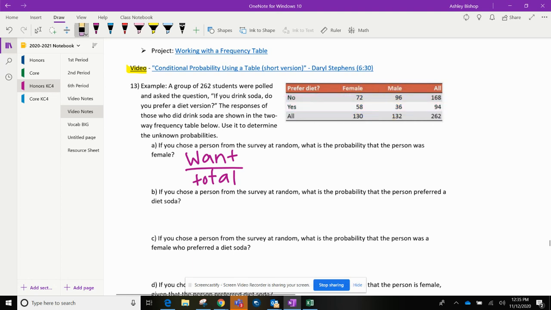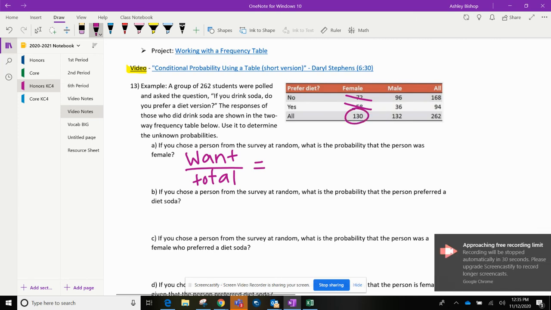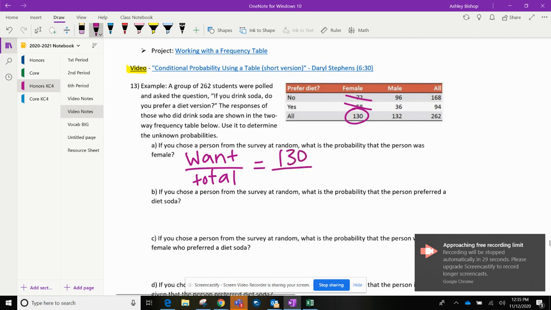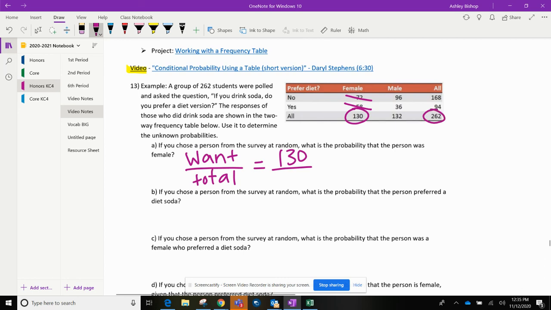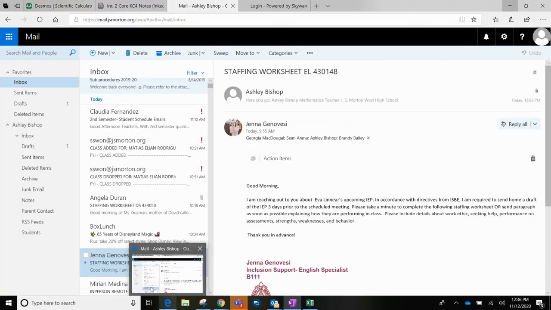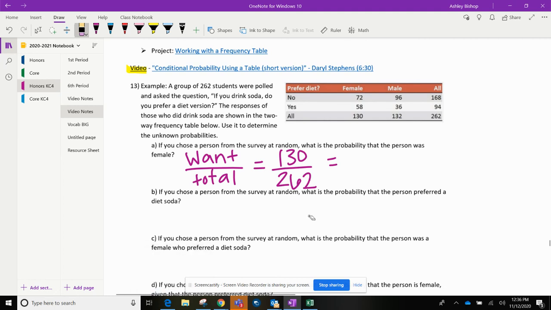So if I want to find the total number of females, well, I'm not going to use the females that don't prefer diet, and I'm not going to use that one because I don't know about their preference for soda. The total number of females is going to be 130 divided by the total number of people that were surveyed altogether, which is 262. Okay, and for your problems, when you do this on your test, I want to see this fraction, and I also want to see, though, the simplified version. You need to show me both of them, your fraction and your simplified form. So this will simplify down to 65 over 131.